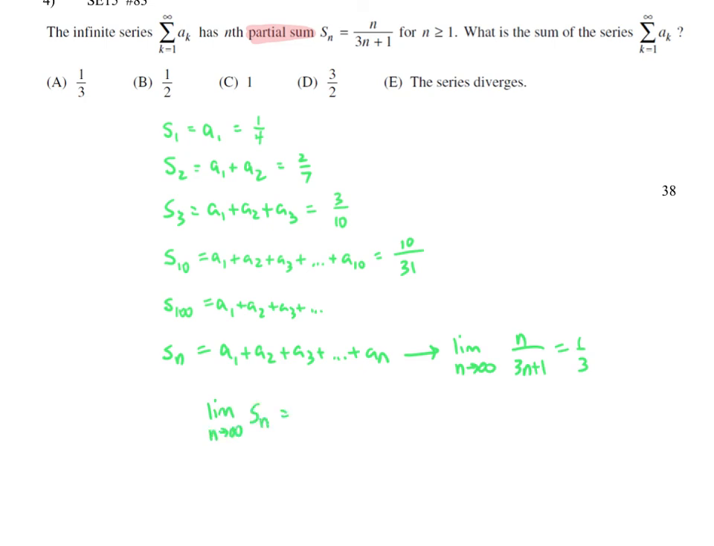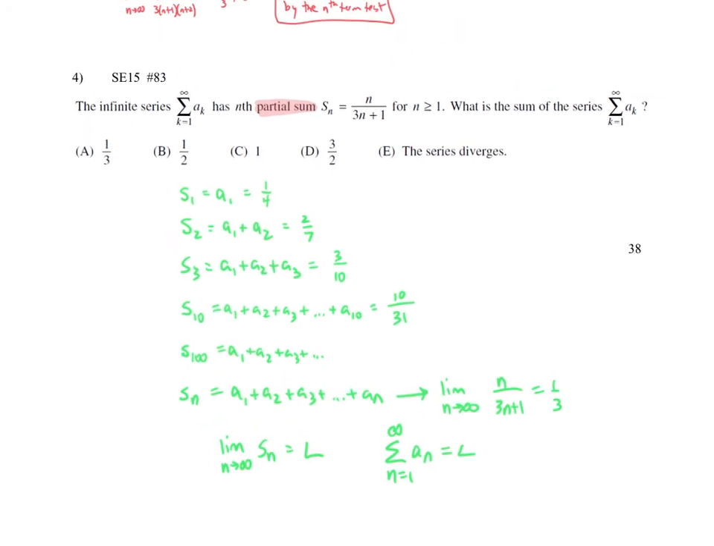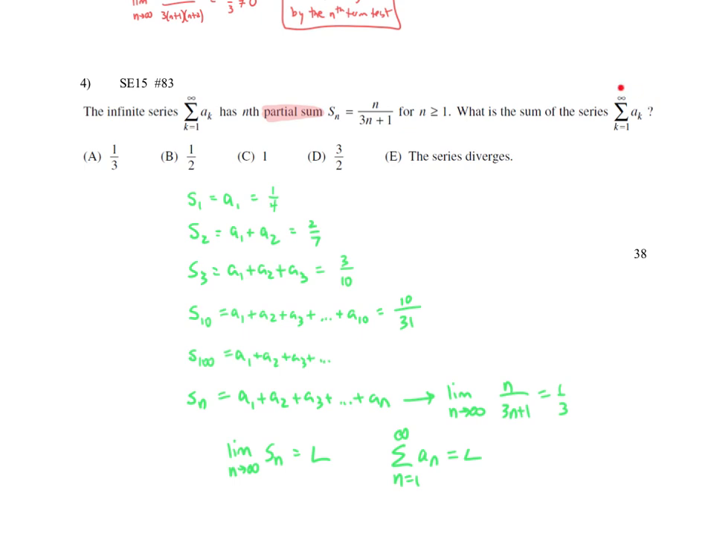is equal to, I believe they used L, it doesn't really matter here, but if it gives you a value, then the particular series that we're dealing with is going to sum up to that value of the limit of the partial sum. So in other words, for this particular problem, the series that we're looking at here, a sub k, where k goes from 1 to infinity, has a sum of 1/3 simply because the nth partial sum has a limit as n goes to infinity of 1/3.